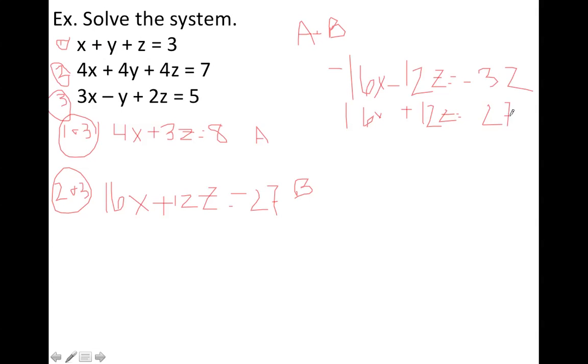And our last step is to add up our equations to eliminate our variables. So 16, negative 16 plus 16, gone. Negative 12 plus 12, gone. We're left with 0 equal to negative 5, which is not true, so our solution is no solution.